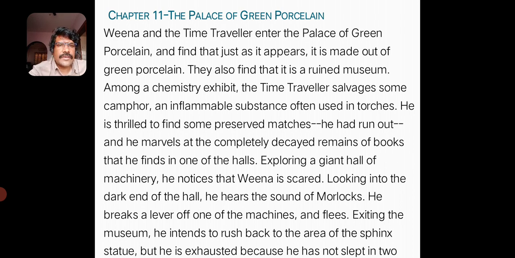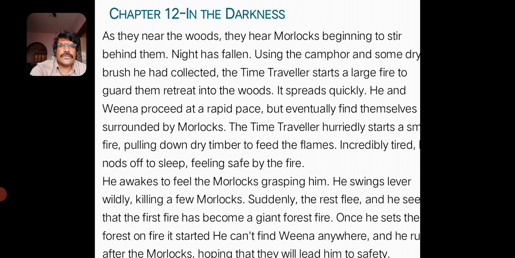He notices that Weena is scared, looking at the dark end of the hall. He hears the sound of Morlocks. He breaks a lever off one of the machines and flees, exiting the museum. He intends to rush back to the area of the Sphinx statue, but he is exhausted because he has not slept in two continuous days.